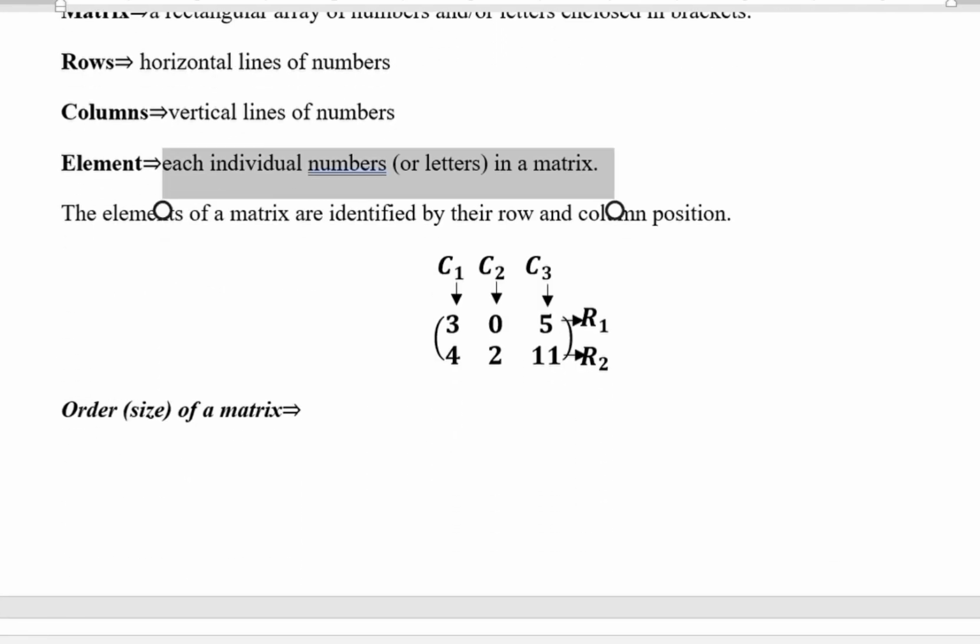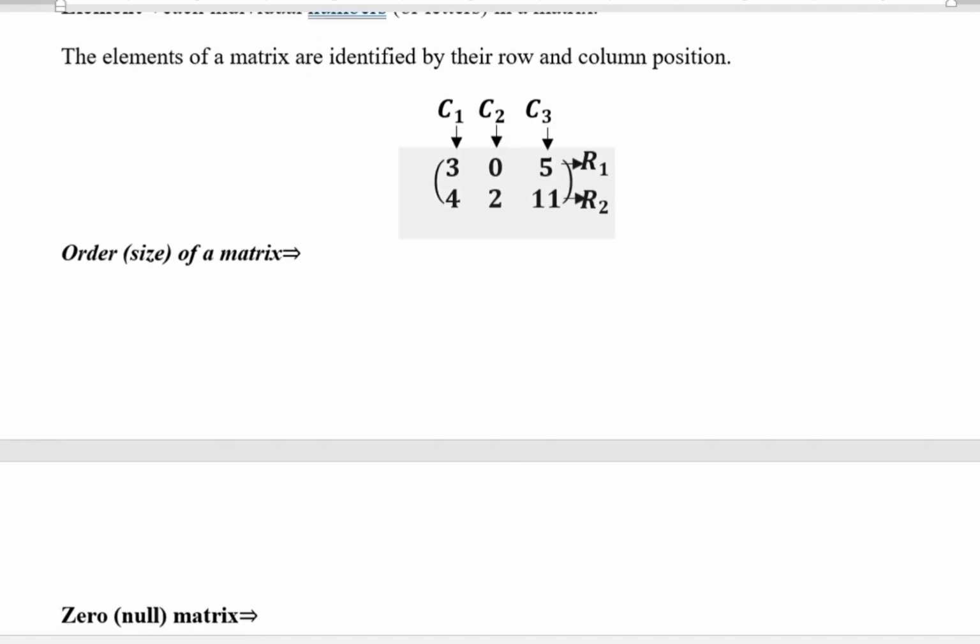Now, elements of a matrix are normally identified based on the row they are on and the column they are on also. Like in this case, element 3 is in the first row, which we call row 1, it's in the first column. Therefore, we say element 3 is in row 1, column 1. Element 11 is in the second row and then in the third column, and therefore we say 11 is in row 2, column 3. That's how we identify elements in a matrix.